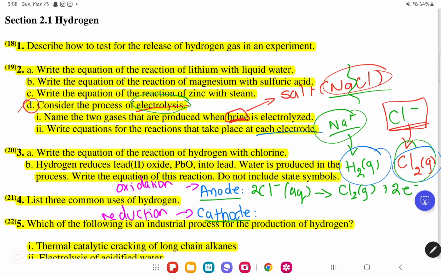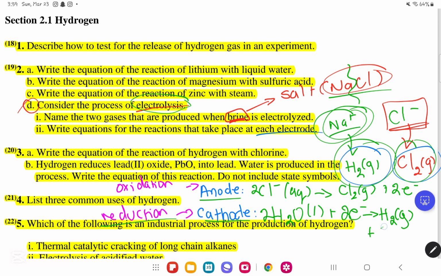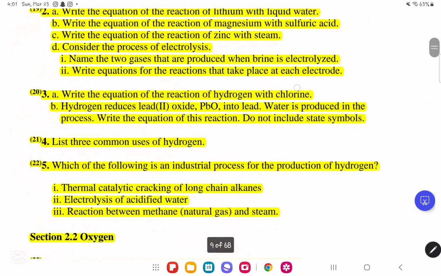Now at the cathode, which undergoes reduction, that means the addition of electrons, it will become what? We said that Na is a weak ion, so it will become H2 gas. So for it to become H2 gas, first of all, it needs to be water, so H2O liquid, in addition to 2e minus, because it undergoes reduction, so it's gaining electrons. It will form H2 gas in addition to 2OH minus aqueous. So that is pretty much it for question number 2.